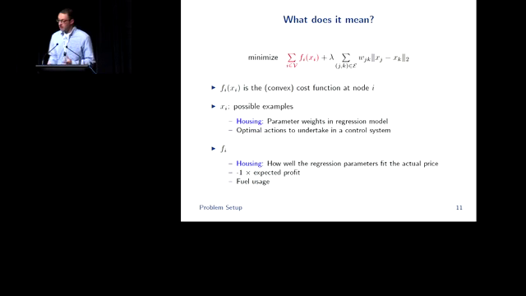The fi is the cost function. That says what exactly does the house, or the node, want to minimize? In the housing example, it's how well the regression parameters fit the model. It's the difference between our predicted price and the actual price. In other examples, it could be expected loss. It could be fuel usage.